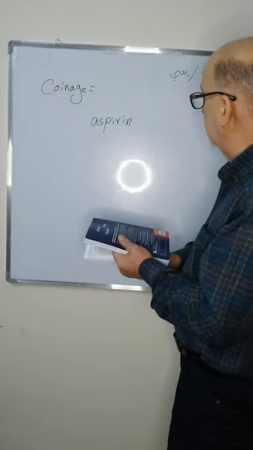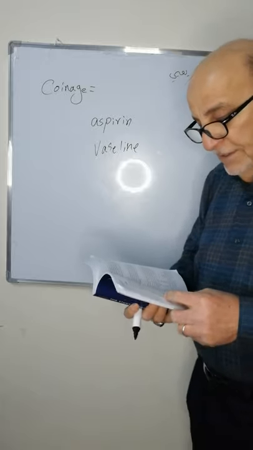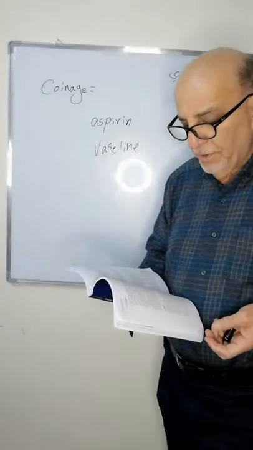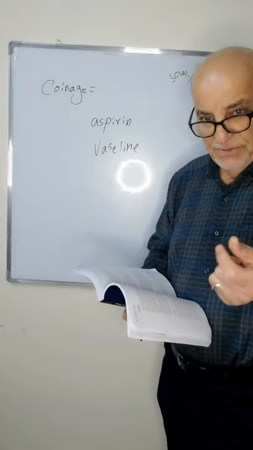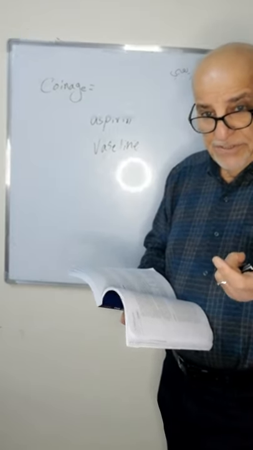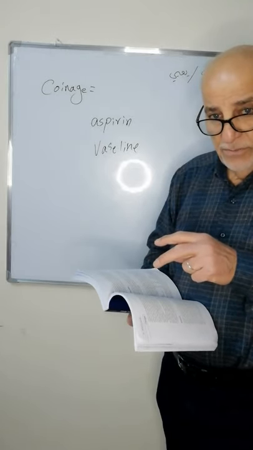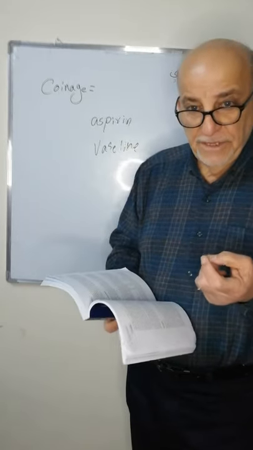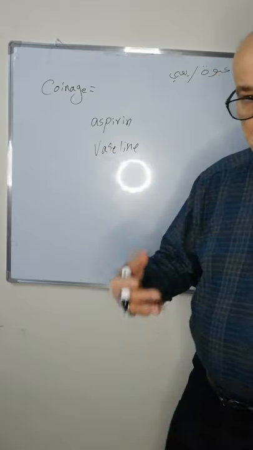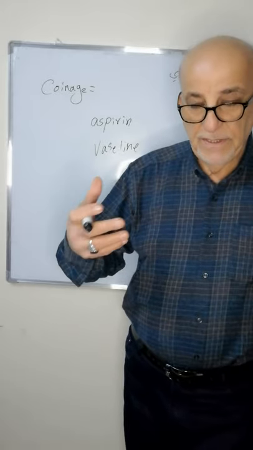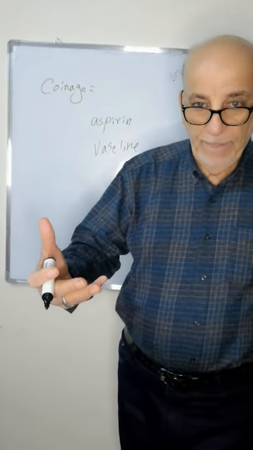Another example is Vaseline, V-A-S-E-L-I-N-E. Vaseline is another example of coinage. Why? Because this ointment was not invented before. There was no Vaseline in fact. But when they invented this ointment, they gave it a name. That name is Vaseline. So Vaseline is an example of coinage, used with this new material.